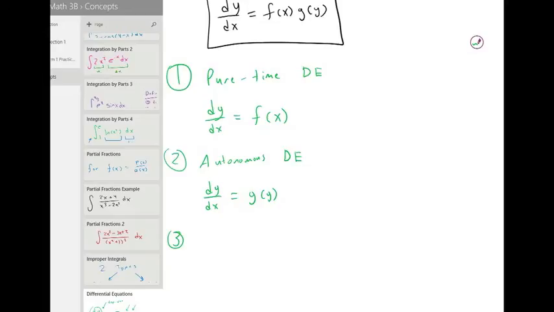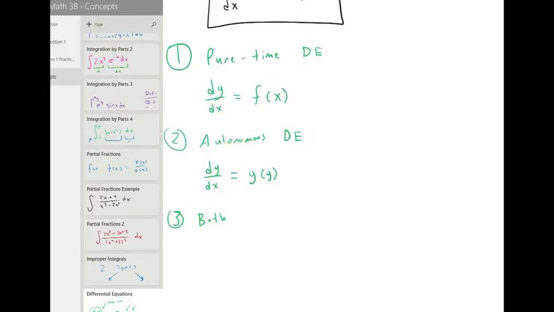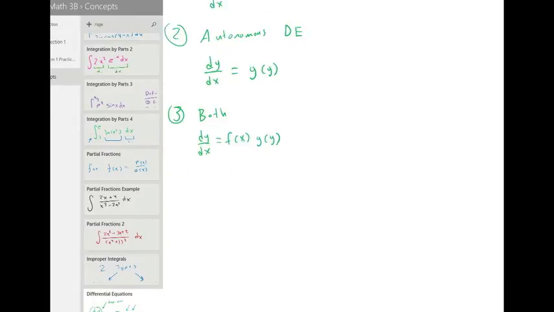And then you have the third kind. I guess it doesn't really have a name. I guess you could just call it a first order separable differential equation. So I'll just call it both. Sorry. So yeah, that's what we had before, just a regular separable equation. We have an f(x) times some g(y). So how do we solve these?